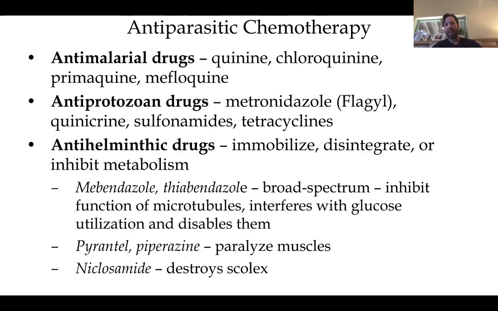Anti-worm drugs or anti-helminthic drugs are going to be things like mebendazole, broad spectrum. What that does is that it interferes with the microtubules. And remember, microtubules are those things in the cell that are like the highway, kind of like the actin filaments. The microtubules allow translocation or movement of certain proteins or certain molecules from one part of the cell to another part of the cell.